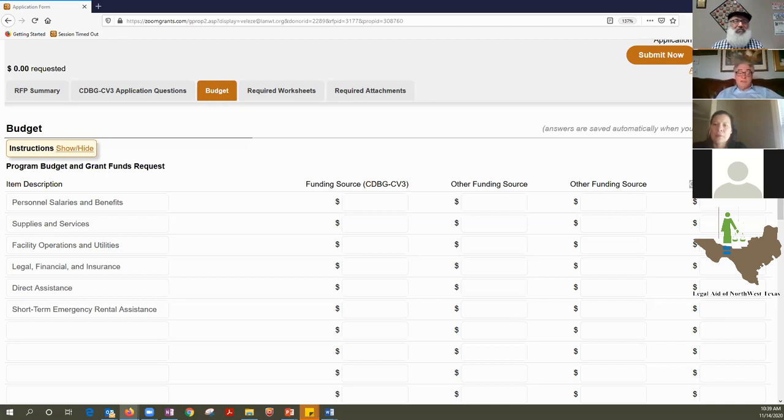Direct assistance would be services that you provide to clients that would not include the salaries and benefits of your personnel. Short-term emergency rental assistance: if you pay the rent for people, for instance, in a homelessness prevention program, that's where those funds would go. If you have any other expenses that don't fit into those categories, then you would create a category below and explain what it is.